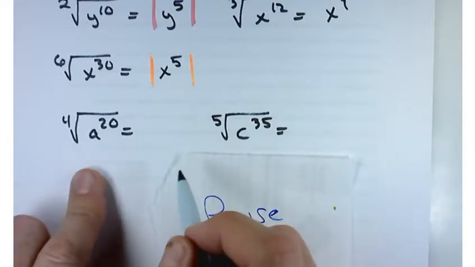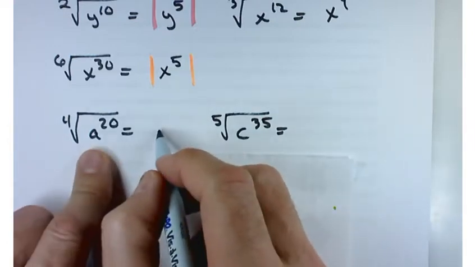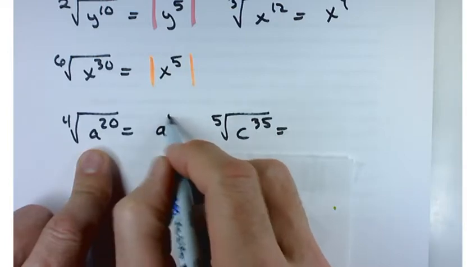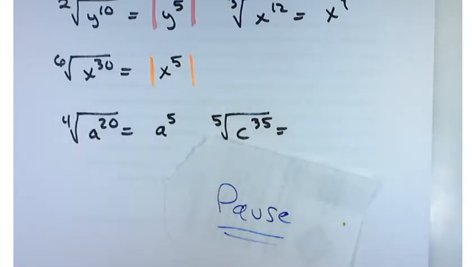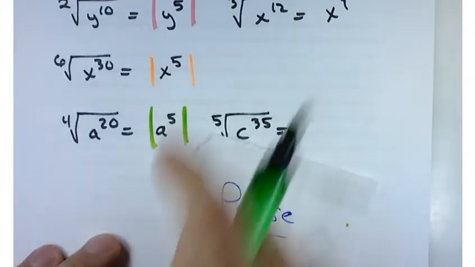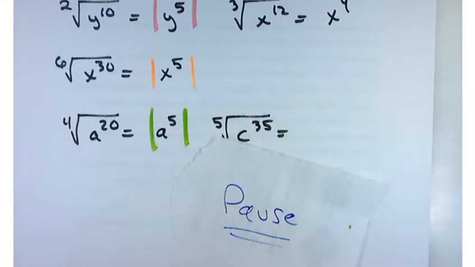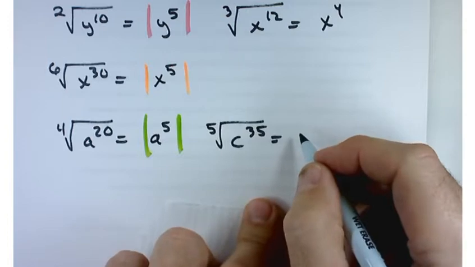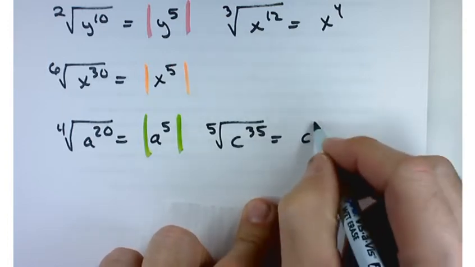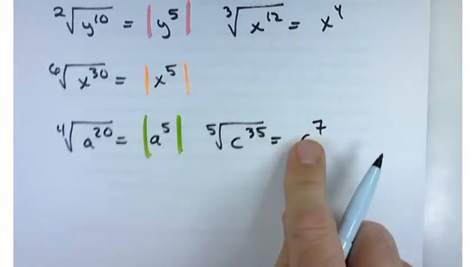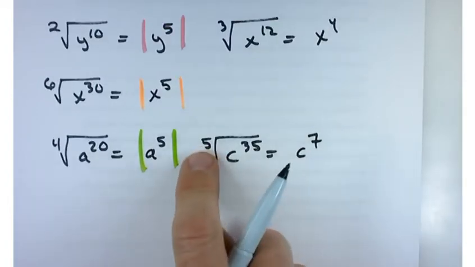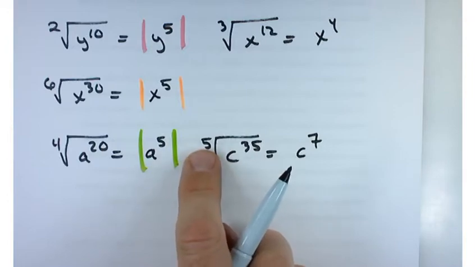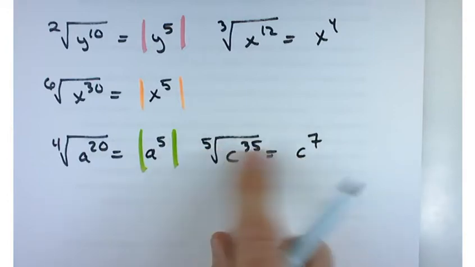Let's take a look at the first one. Angela, I get a to what power here? A to the 5th. Do I need the absolute value on this one? Yes. Well done. You need the absolute value there because the index is even and the exponent is odd. How about over here? C to the 7th. The index of the radical is odd, so you don't need to worry about it. You do for an even index, but not an odd one.